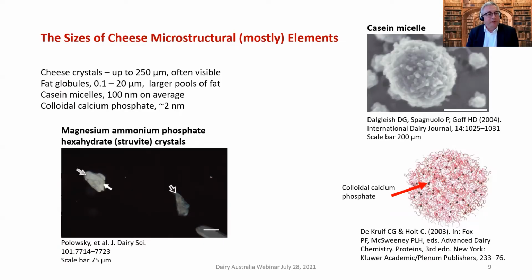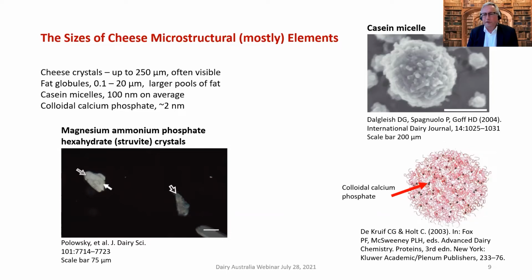So there's some crystals there. That one in particular is a mineral called struvite, and they're often visible, particularly if they're more than 250 micrometers in size. The next size element is the fat globules, and I'll talk about that later in the next few slides. And they can range from 0.1 to 20 micrometers, and even larger in pizza cheese, where the fat globules rupture and coagulate and form large pools of fat, which has structural implications for pizza cheese. It helps it to melt more easily. It also creates a problem called oiling off when you heat pizza cheese.